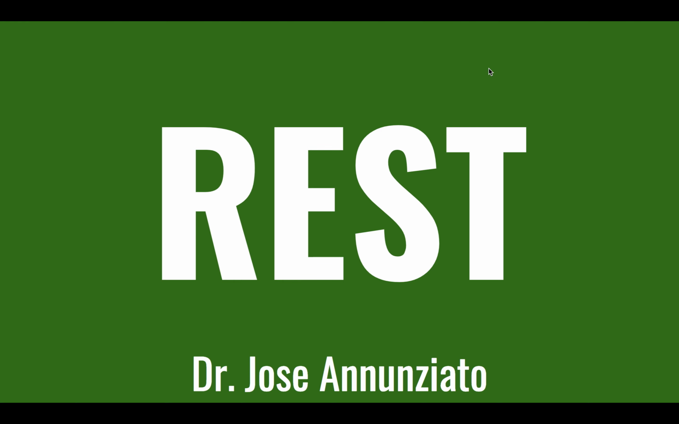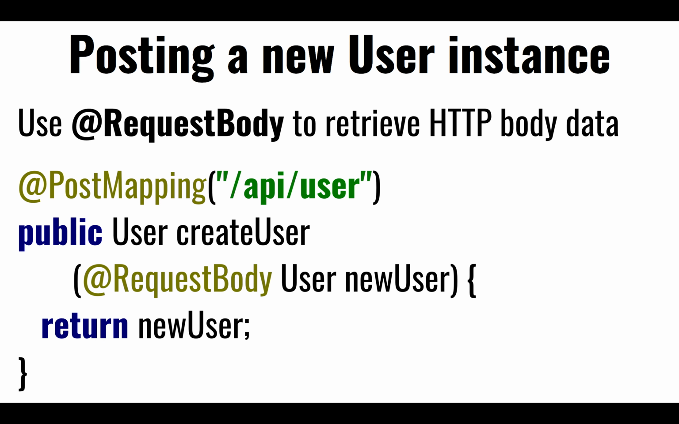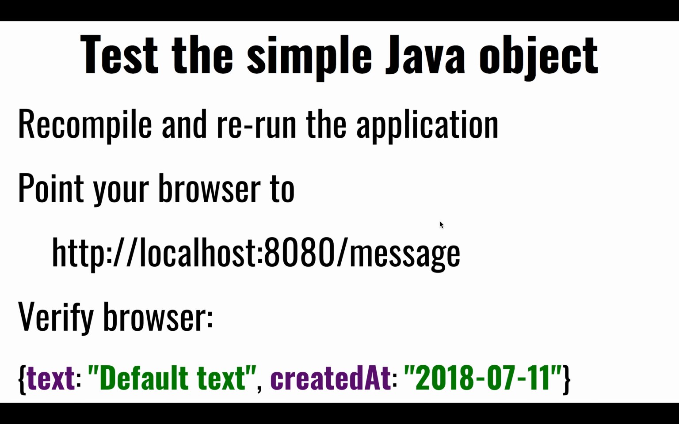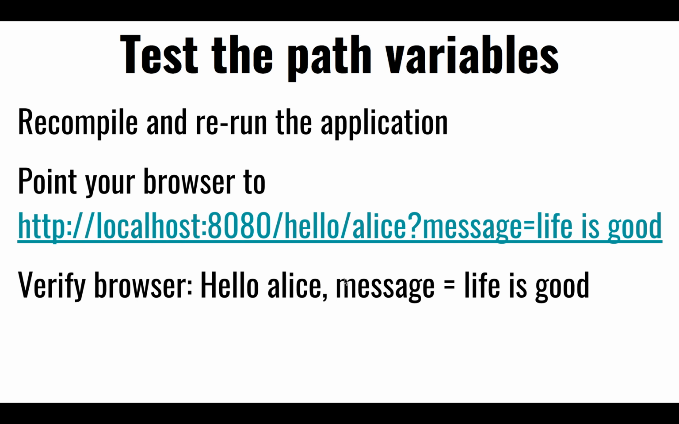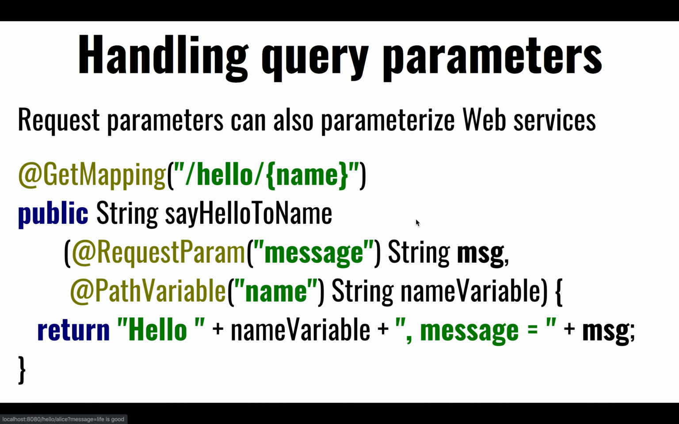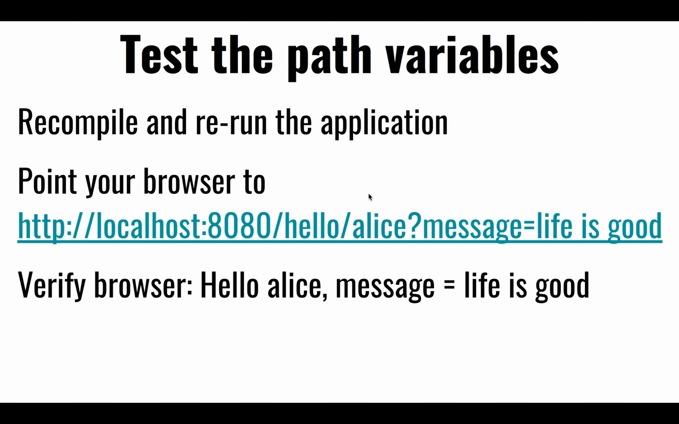So let's talk about REST. Up to this point, we have been talking ad hoc about these URLs. Here is this API user URL. Before we were using this message URL. Before we were using hello, hello name, followed by some query string. So there hasn't been any talk about any particular restrictions or syntax or schema structure for these URLs.